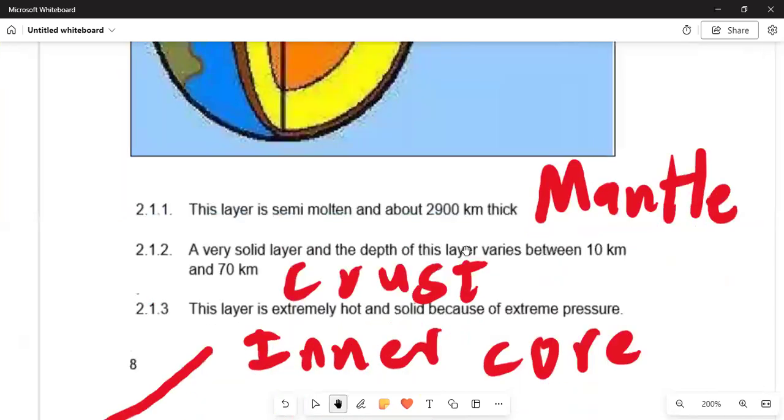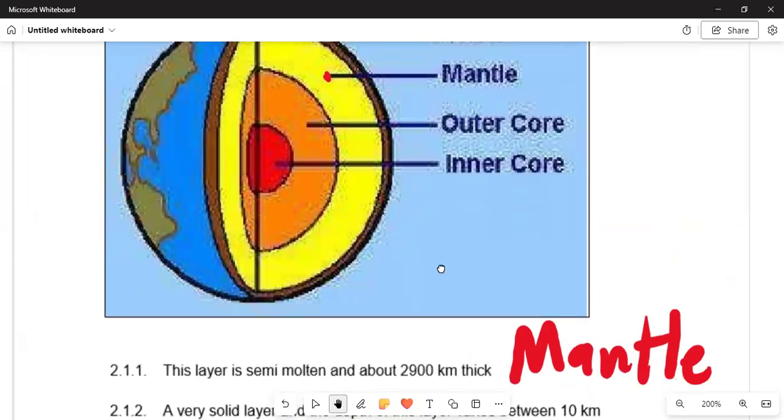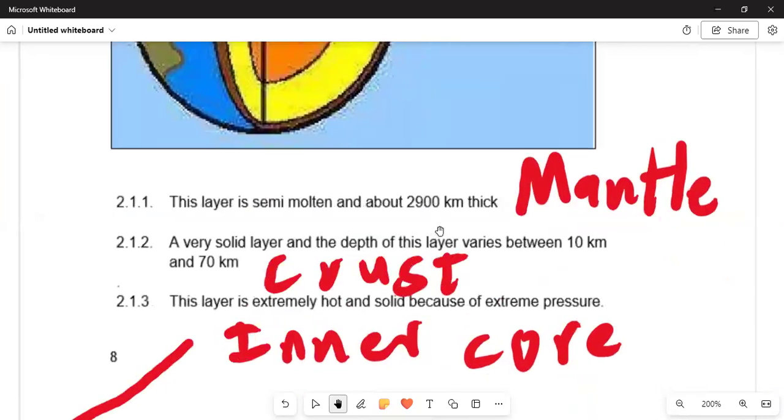In 2.1.2, a very solid layer, and the depth of this layer varies between 10 kilometers and 70 kilometers. That is the crust. So where is the crust? We can see that there is the crust. It is the outside layer of the earth. And then when we see the following question, 2.1.3, this layer is extremely hot and solid because of the extreme temperature. We are saying that is the inner core.